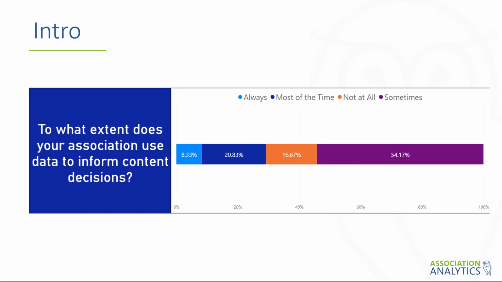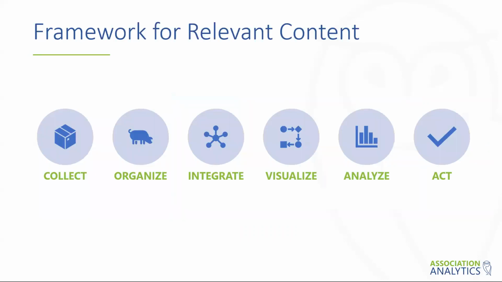And one of the other interesting things in this poll was that it was pretty equally split among large and small. So even the small associations were doing it as often as the larger ones. So what all these associations have in common, the ones that are doing it best, is that they have some kind of framework for how they're leveraging content.